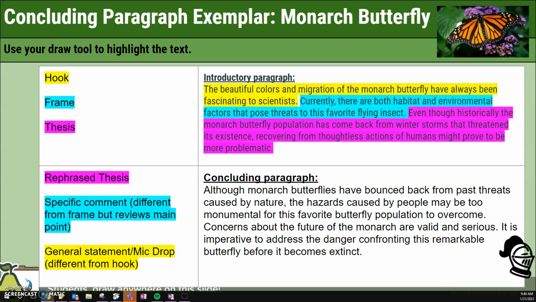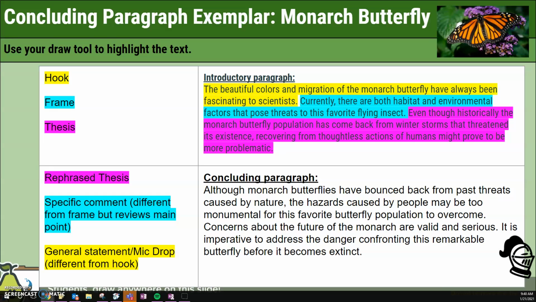You'll see in that introduction that the hook is highlighted in yellow, the frame in blue, and the thesis statement in purple. So for the concluding paragraph, you would go backwards with a rephrased thesis statement, that is your thesis statement in new words, a specific comment that reviews the main points that you've gone over in your essay, and then a general statement or mic drop.